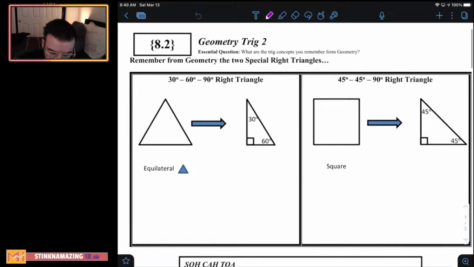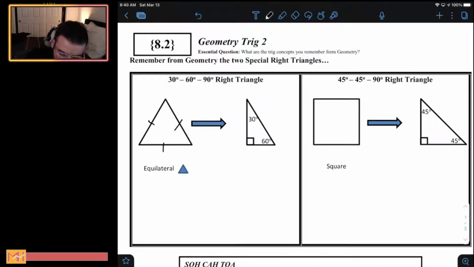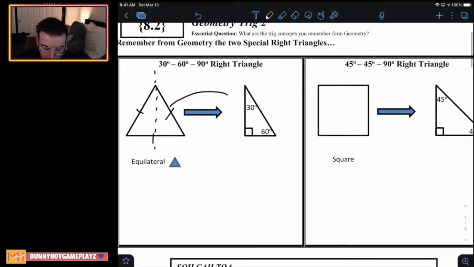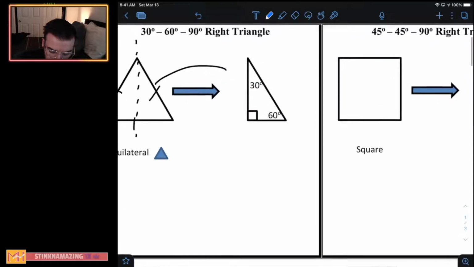So what do we remember about 30, 60, 90 triangles? Well, if you take an equilateral triangle and split it in half, you are creating a 30, 60, 90 triangle. And there's a lovely pattern that arises. The length of this side is k. The length of this side is k root 3. And the length of this side is 2k.